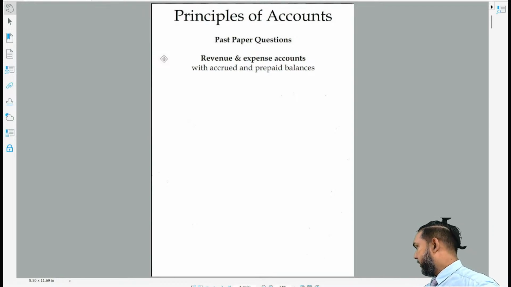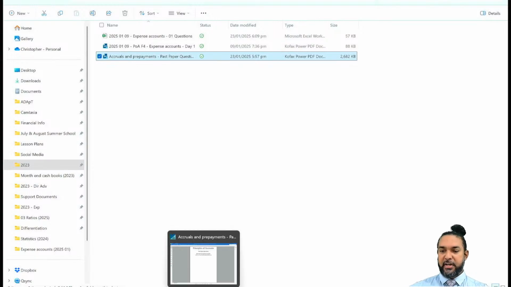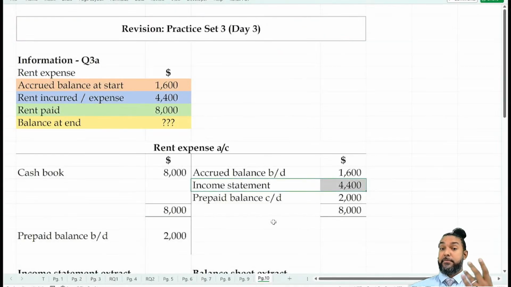So we have Kaylee online. We have Xavier in person. All right. So, lady and gent, we have been working with expense accounts for the past 3 weeks.